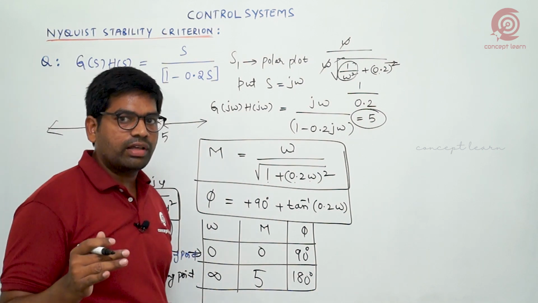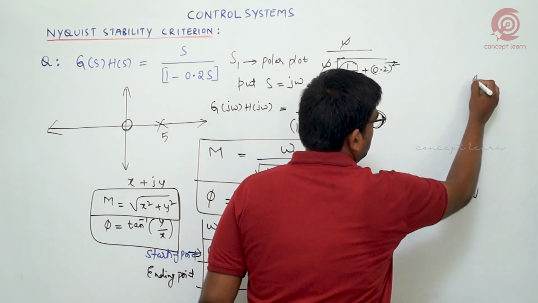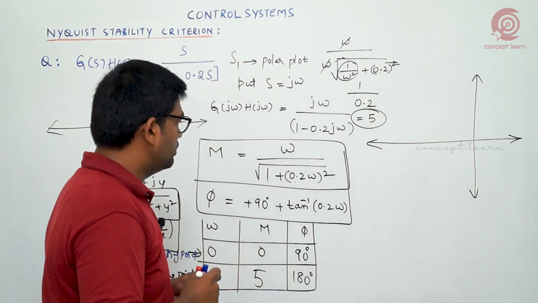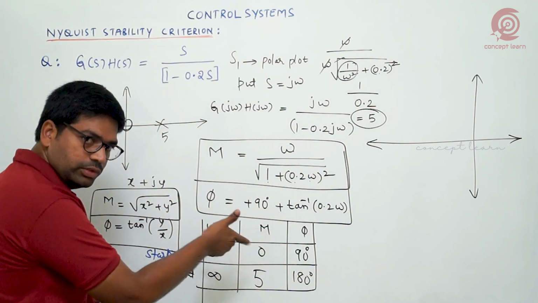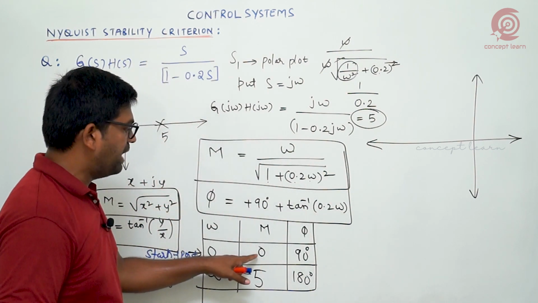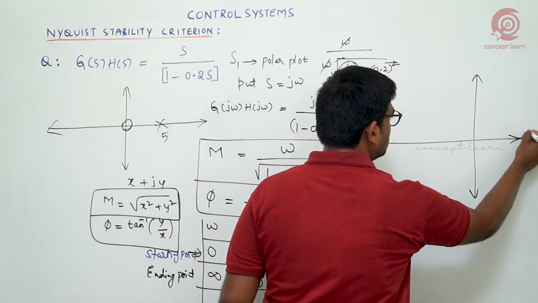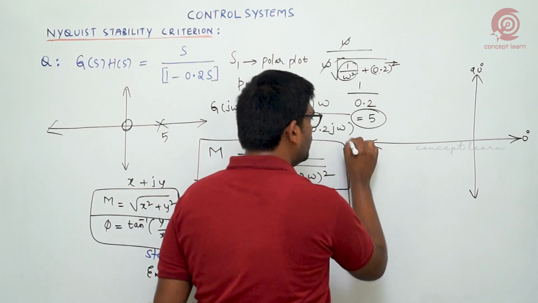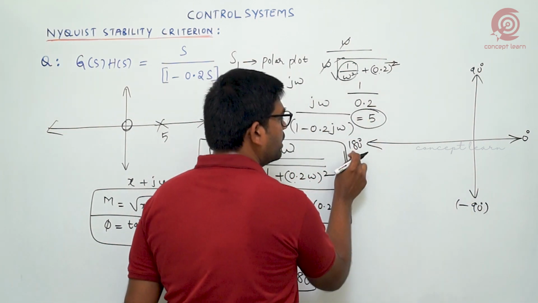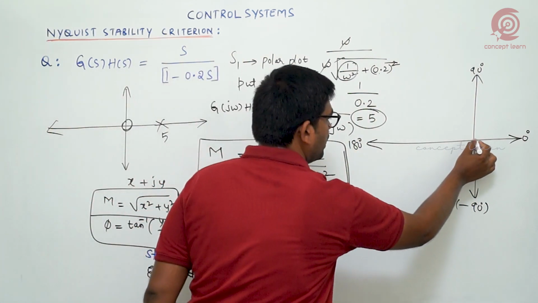Now you can easily draw the S1 path. Okay, now when we map this, S1 means we identify the values here, so we are just mapping here. So omega is 0, magnitude is 0, but phase angle is 90 degrees. This is 0 degrees, this is 90 degrees, this is 180 degrees, and this is minus 90, so minus 180 if I come in the clockwise direction. Anyway, magnitude is 0 means here only.